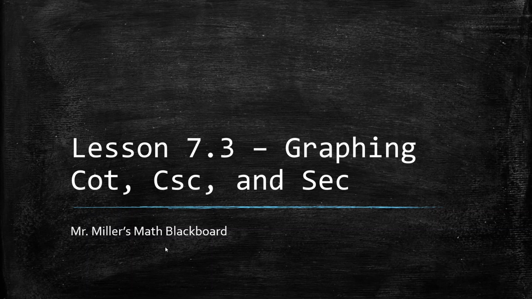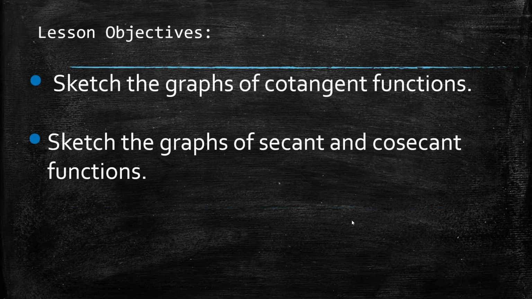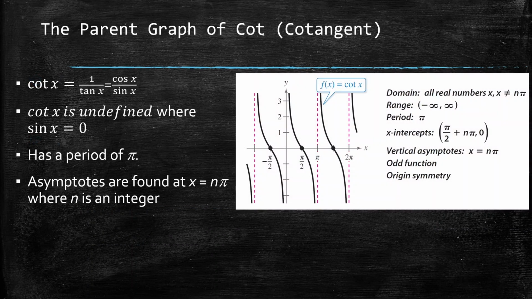All right, this is lesson 7.3, graphing the cotangent, secant, and cosecant functions. We're going to start off with looking at the cotangent function. Cotangent function is basically the inverse of the tangent function. So tangent was sine over cosine, and now we're going to be cosine over sine.